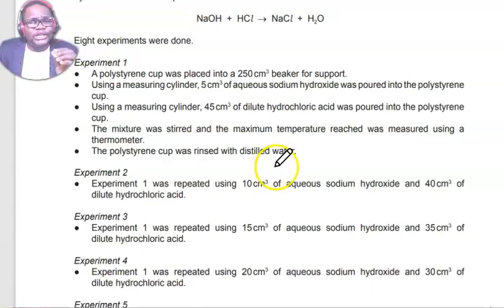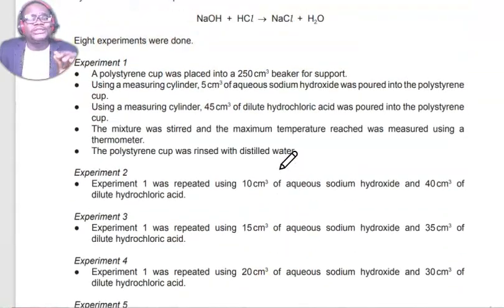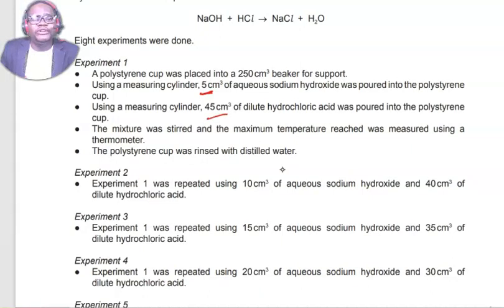So you look at the second experiment, you were told that 8 experiments were performed. So your focus is to consider what the variables are in this experiment. So let's check out the variables. We have sodium hydroxide and what? Hydrochloric acid. So 5 cm3 of sodium hydroxide was used in the first experiment, and 45 cm3 of hydrochloric acid was used in the first experiment. So what is the total volume of the mixture? We have 5 plus 45, that makes 50 cm3 of mixture.